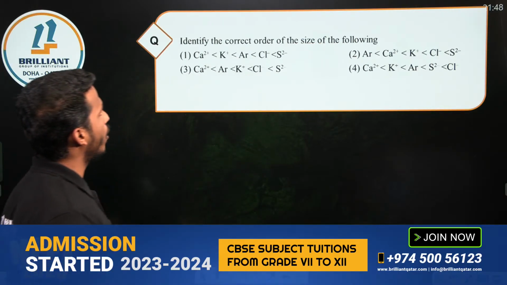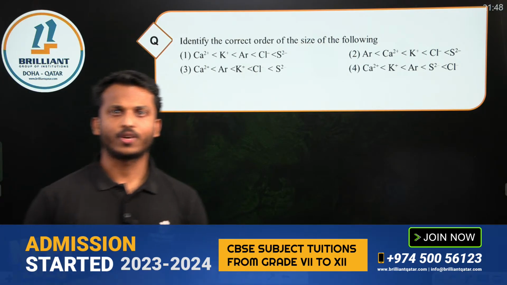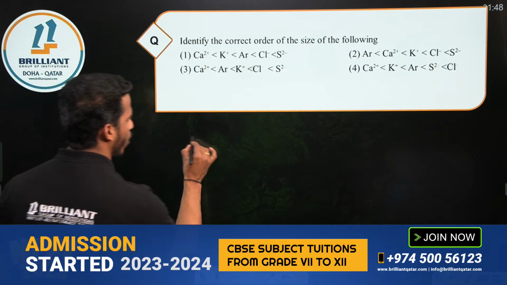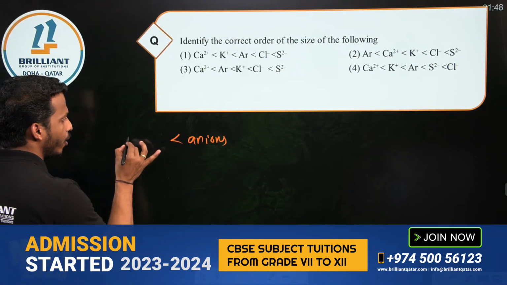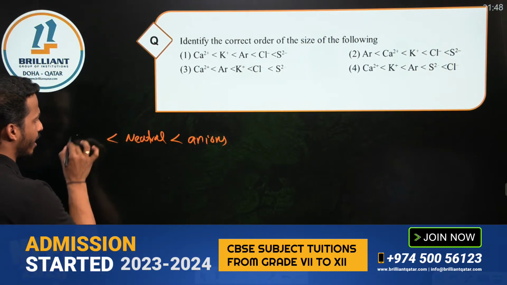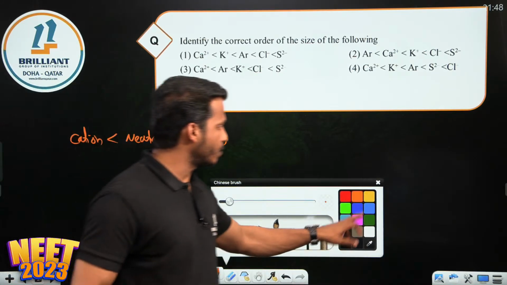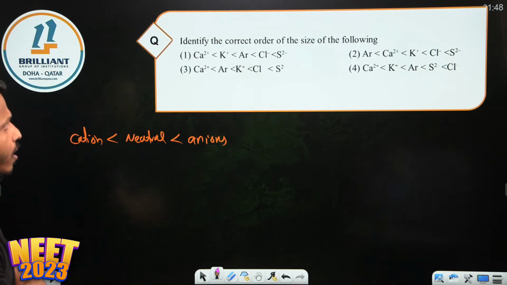Identify the correct order of the size of the following. Can you say, dear all? I told you about anion and cation, which is bigger. Dear all, this is the correct order. Anions are bigger than the neutral element, neutral element in the sense of the parent element. Then the cation is the smallest one. So according to this point, can you say which is the correct order of the size of the following?